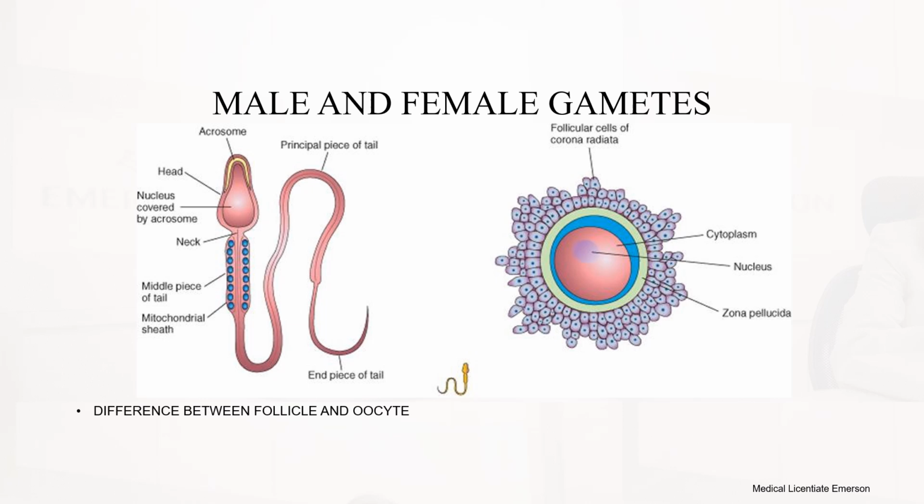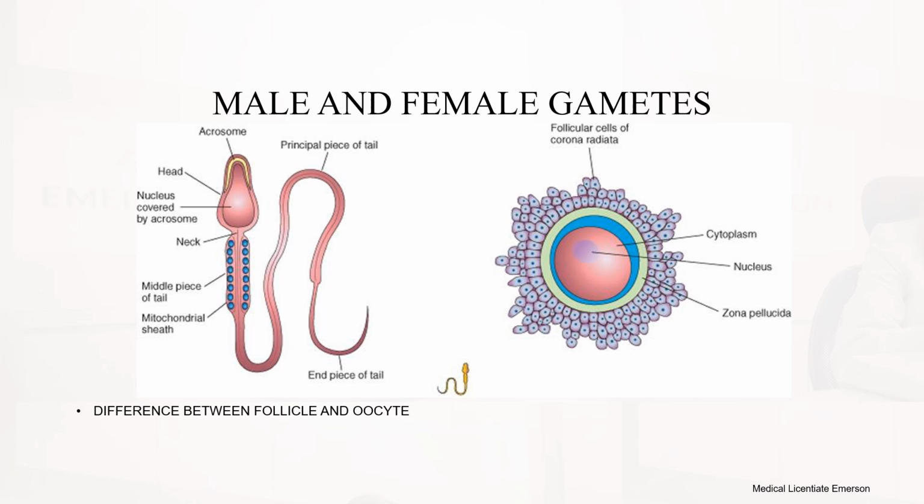So let me just repeat the key differences. Number one key difference is in terms of function. The follicles support oocyte development, whilst the oocyte carries genetic material. Okay, then the second is structure related. So the follicle is just a sac, whilst the oocyte is a cell within the follicle actually. The follicle is a sac, the oocyte is a cell.